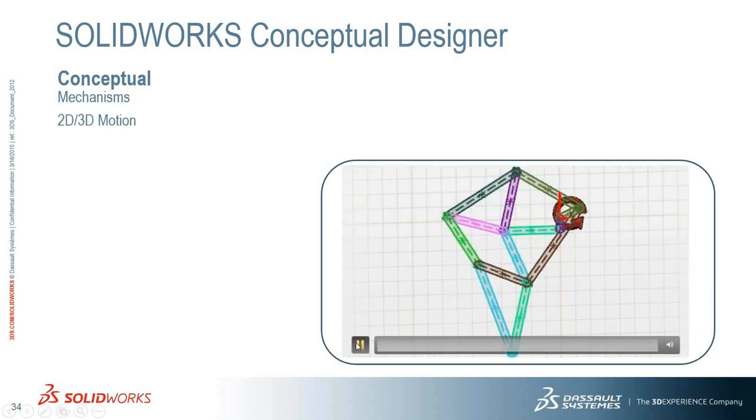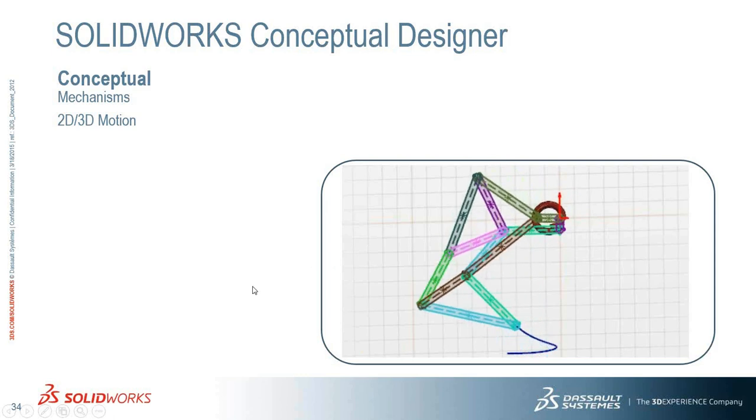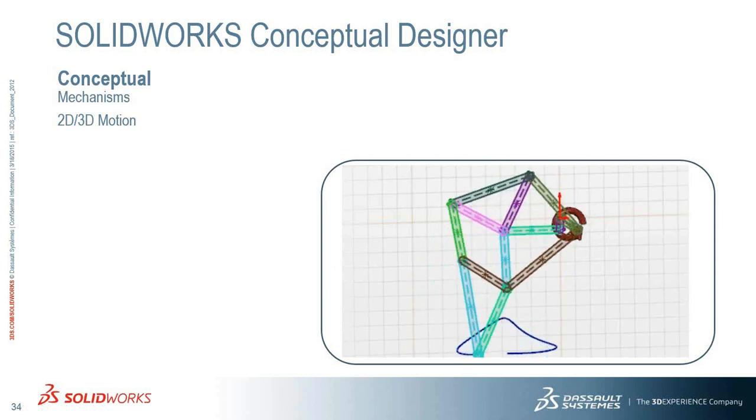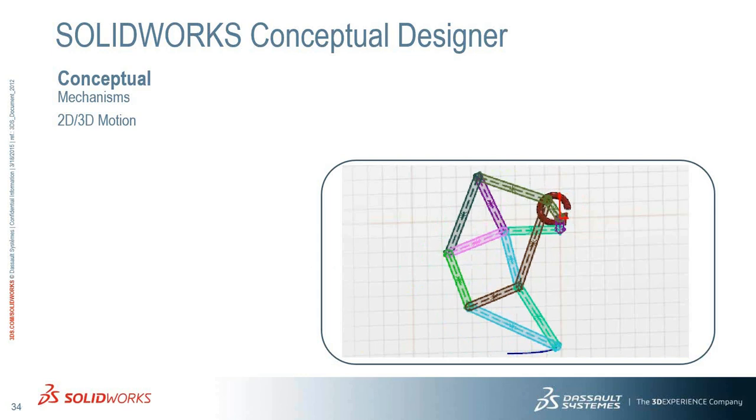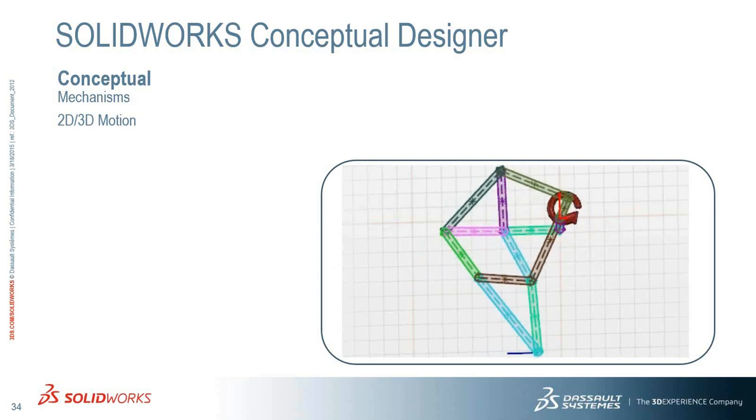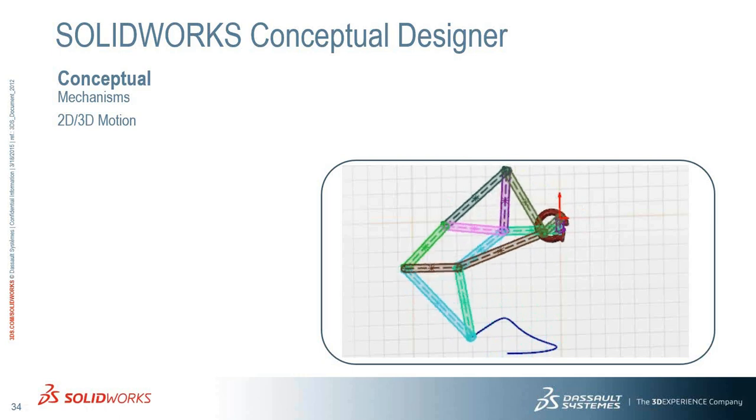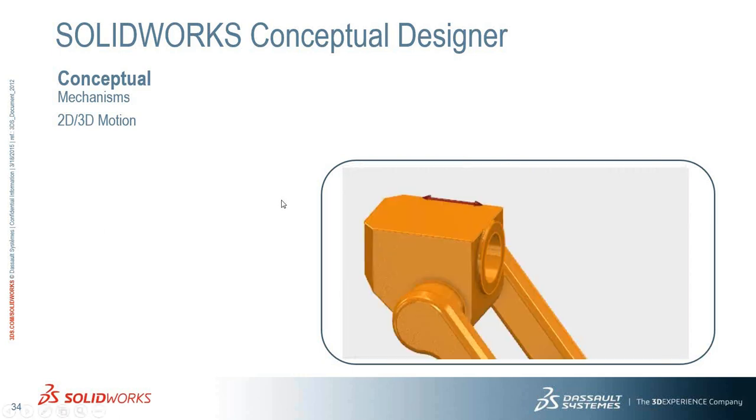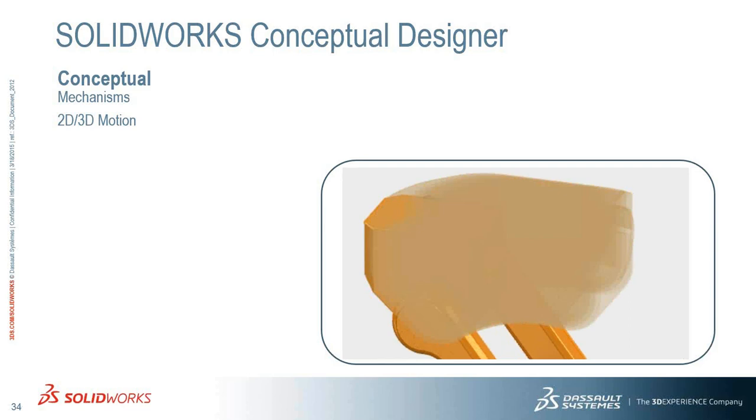We have this idea of 2D motion. You see the arrow showing that we're driving the motion through that linkage. It's like SolidWorks Motion, where we can actually see how something's going to work by driving it physically. But we can do that in both 2D and 3D. So 2D models, 3D models, combinations of both of those.